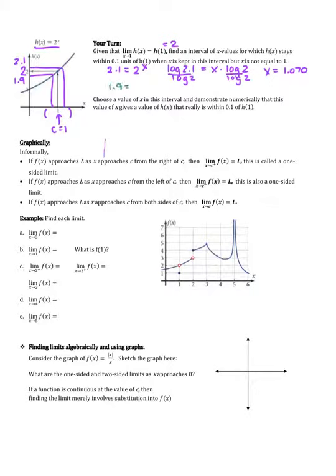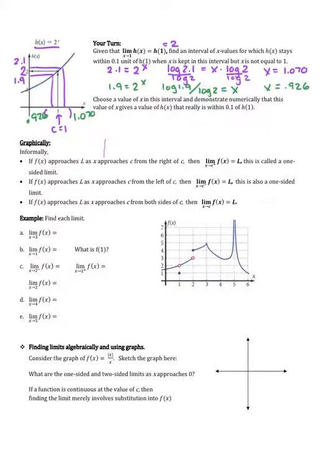And then we will do it on the other side. So 1.9 equals 2 to the x. So we have log of 1.9 divided by log 2. That's also going to equal our x. So that gives us x equals 0.926. So in this case, we have 0.926 on this side, 1.070, and that would be the interval.